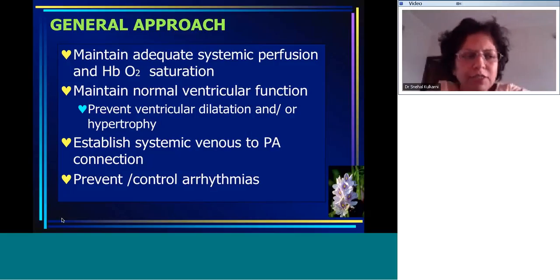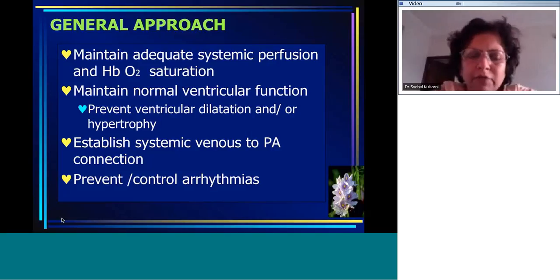If you have severe LV outflow tract obstruction, again it's a bad marker for long-term outcome for single ventricle repair. Establish systemic venous to pulmonary artery connection and prevent and control the arrhythmias. So the general approach for management of univentricular heart: we have to maintain systemic perfusion, oxygen saturation has to be maintained, the ventricle has to be preserved.